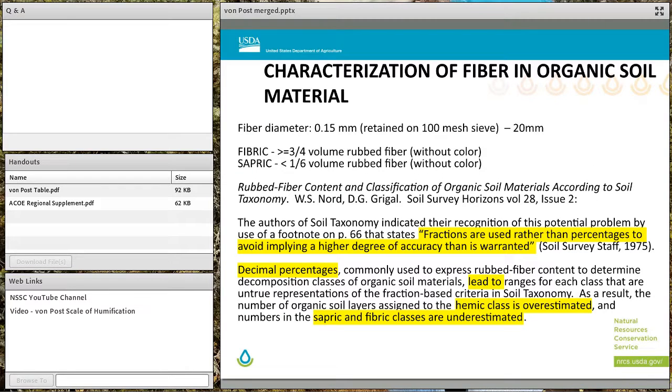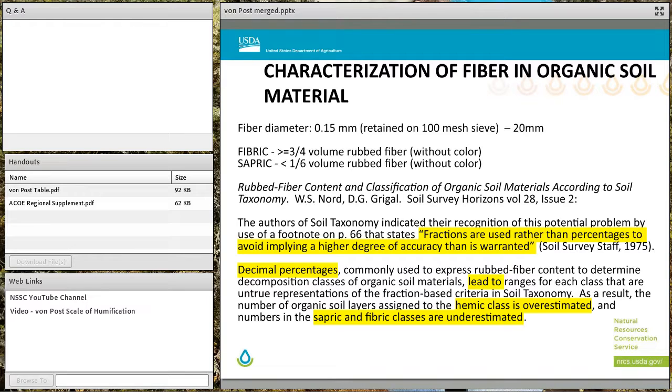Okay, so fiber is defined as from 0.15 millimeter, that's what's retained on a 100 mesh sieve, to 20 millimeters. And the classes are defined in fractions. So even though in the previous slide it said to report as a percentage, in taxonomy the classes are fractions. So the fibric is greater than or equal to 3/4 fiber, sapric less than 1/6, and then the hemic is more or less what's in between.